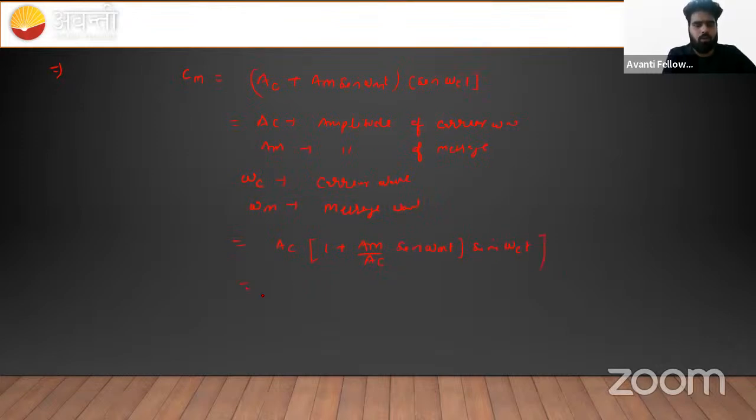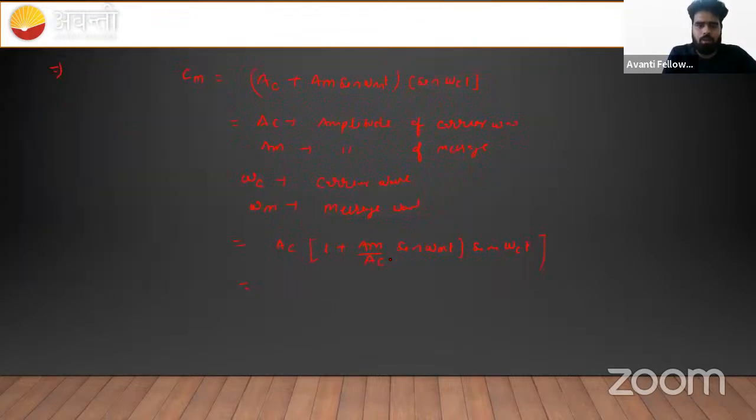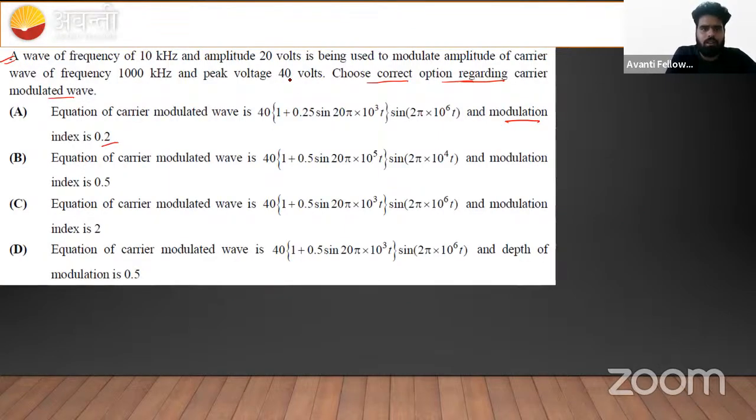So what is AM upon AC here? As the question asks, what is the correct option regarding the modulated carrier wave equation? What is the modulation index beta? The ratio of AM upon AC is known as the modulation index. Here in the question it is given as 40 volt and 20 volt, the amplitude of the carrier wave.